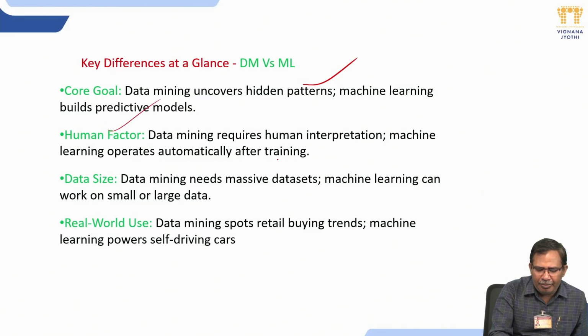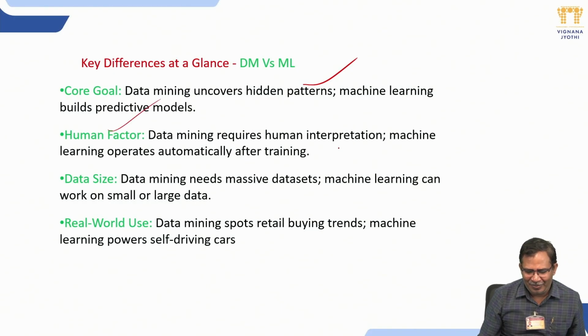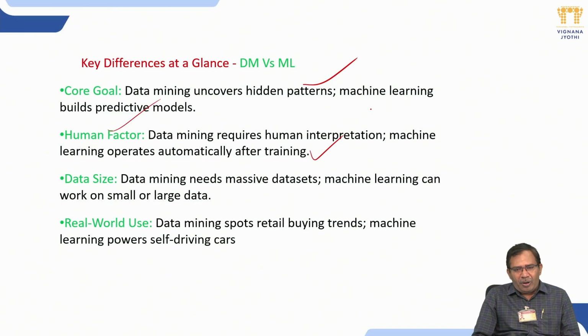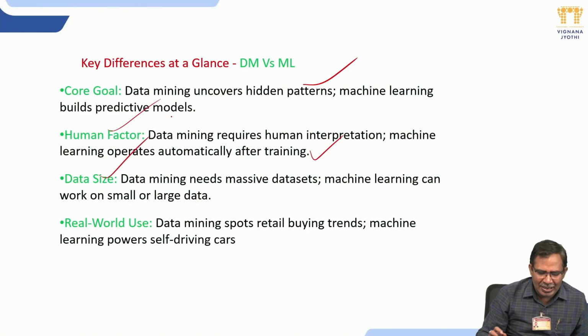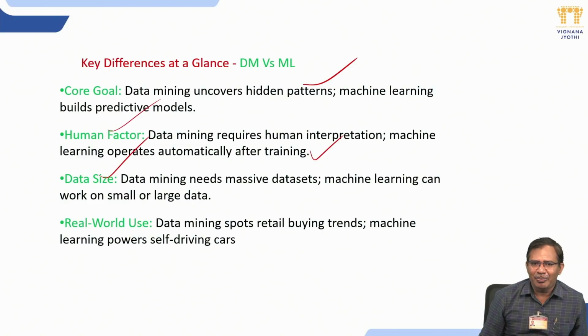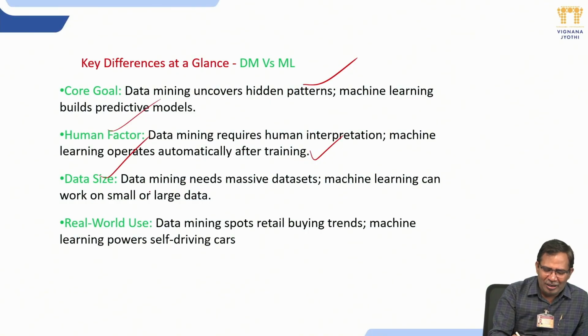Data mining requires human interpretation to conduct various steps, but machine learning operates autonomously. After training the program, they are good at working autonomously to perform classification, predictions, clustering, and reinforcement tasks. Regarding data size, data mining needs massive data sets to identify important patterns to take decisions, but machine learning can work on small data.